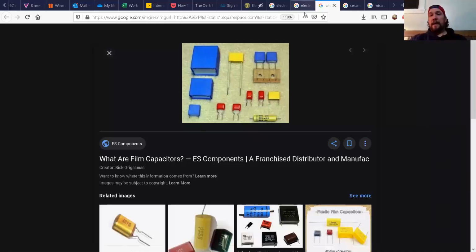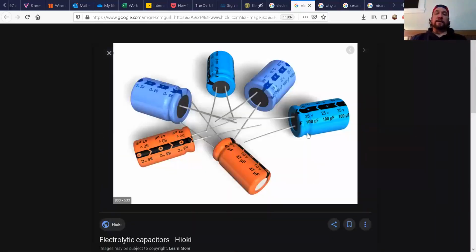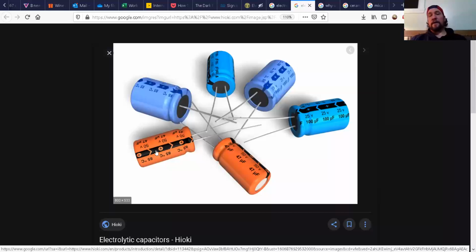All right. And then the electrolytic ones look like this, and they all have a sort of darker line where they either show the plus or the minus, it depends. And it points to which leg is the positive and which one is the negative.